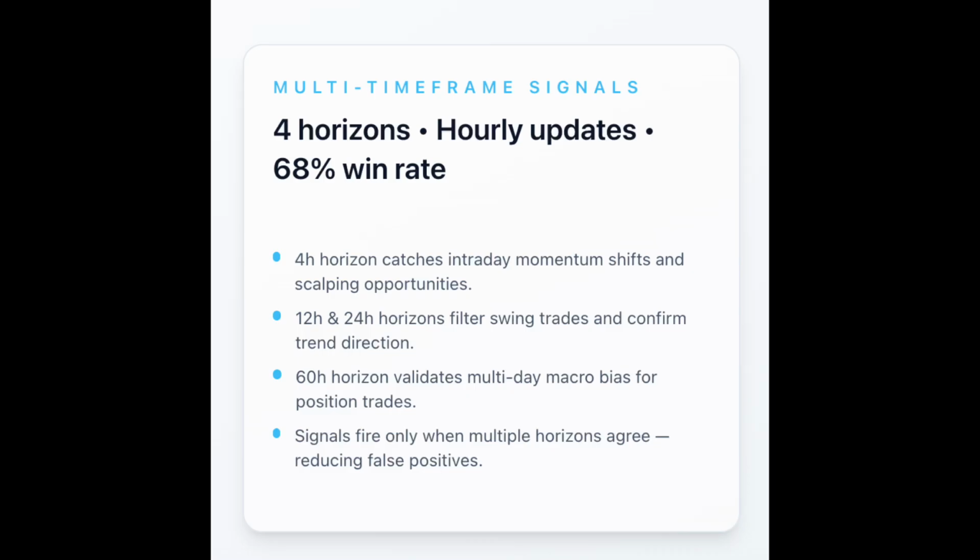What makes it unique is that it gives you 4 different time horizons. 4 hours for catching intraday momentum shifts, 12 hours for swing trade confirmation, 24 hours for daily direction, 60 hours for multi-day macro bias. It means 4 models give you 4 different probabilities depending on the time horizon.